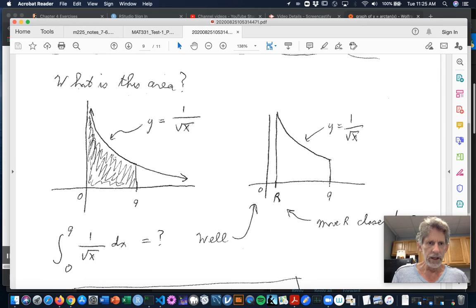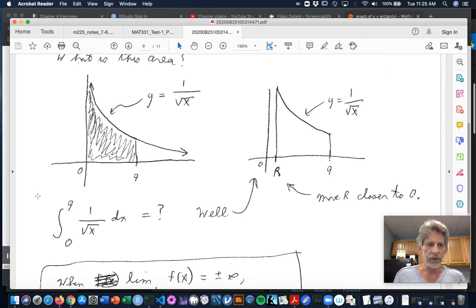The function here, the 1 over root x, is unbounded as x gets closer to 0. It gets higher and higher and higher. It has the y-axis as a vertical asymptote. And so there's like an infinite length of skinnier and skinnier area going up, up, up along the y-axis, and you wonder, is the total area finite or what?